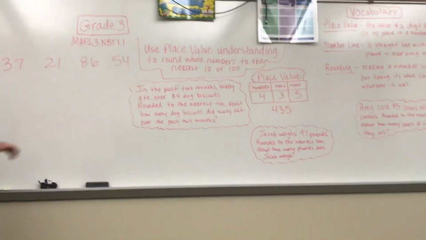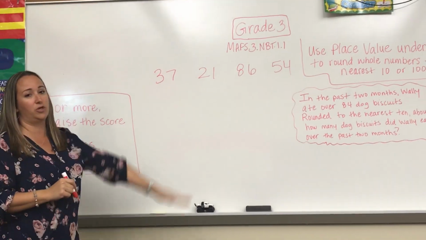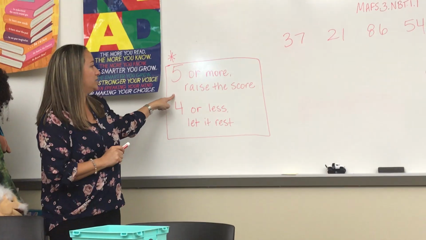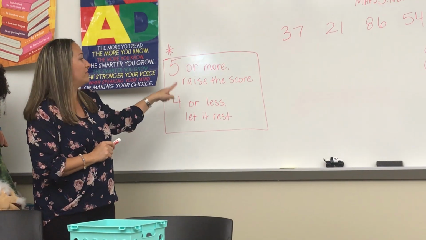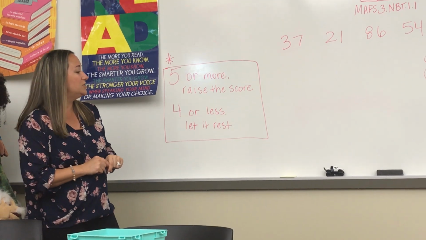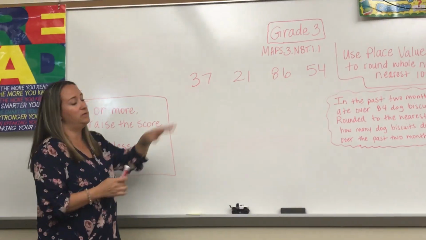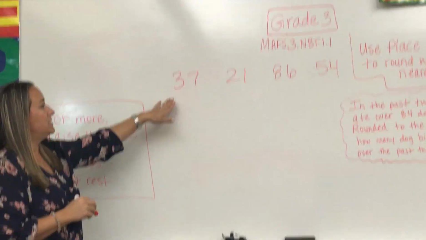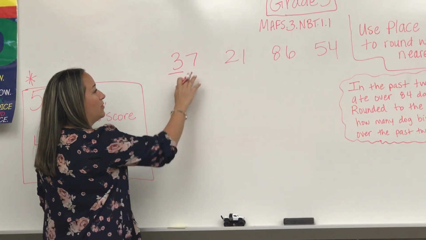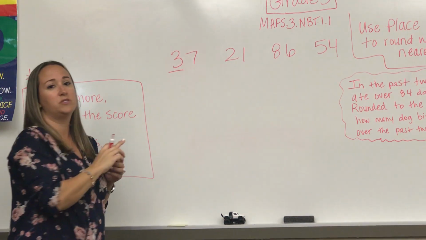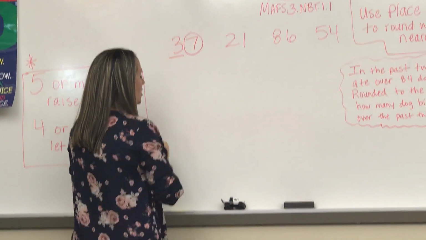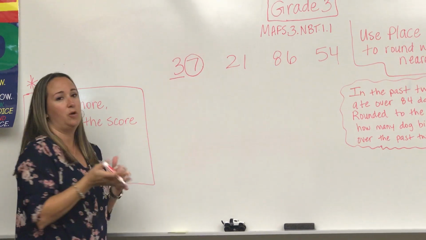We're going to take a look at some of these numbers and decide whether we're going to go rounding up or down. A fun thing to remember is 5 or more, raise the score. 4 or less, let it rest. So when we look at number 37, we're going to round to the nearest tens place, which the 3 is in the tens place, and then we're going to always look to the right at the ones place. So in this case it's the 7. So we're going to decide whether we round up or down.